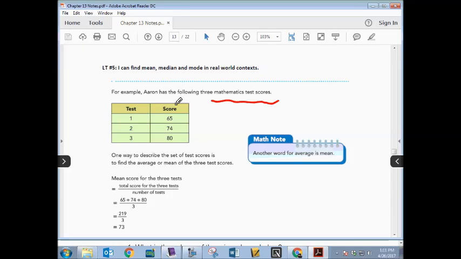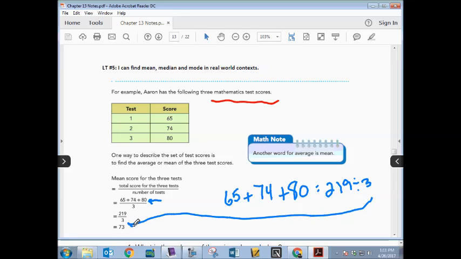So you can see this was Aaron's following math scores. He scored a 65, a 74, and an 80. Okay, so what we're going to do is we are going to add all those numbers up as they did right there. So they're going to do 65 plus 74 plus 80. Okay, and that's going to give us 219. And then you're going to divide that by however many tests there were. When you divide that, you get 73. So you get an average grade.